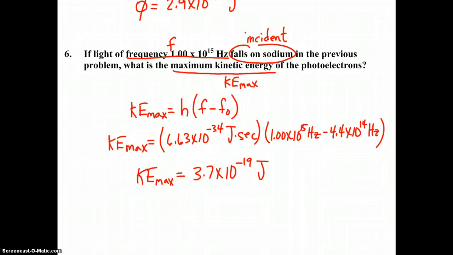What this is supposed to show you is that if they had given you the incident frequency and the threshold frequency, and asked you for maximum kinetic energy, the problem is solvable all in one step. You don't have to do it in 2 separate steps.